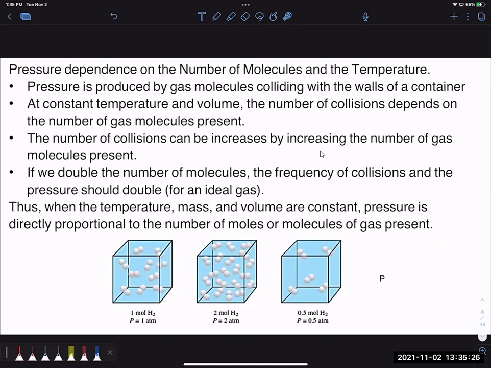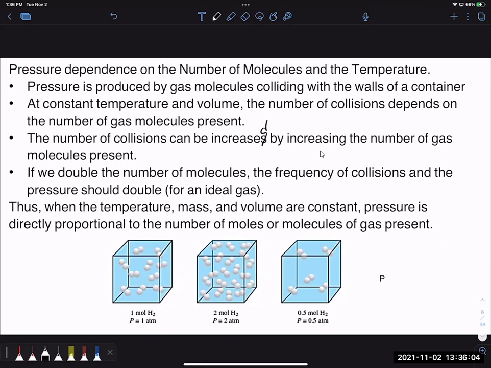It's kind of like the bouncing DVD logo, just waiting for it to hit a corner. It's going to be bouncing around this in 3 dimensions, or each of the molecules is. So the number of collisions can be increased by increasing the number of gas molecules present. And if we double the number of molecules, the frequency of collisions and the pressure should double for an ideal gas. All right, so if we have 1 collision per second, all of a sudden we add twice as many atoms, and then we have 2 collisions per second, that's double the pressure.